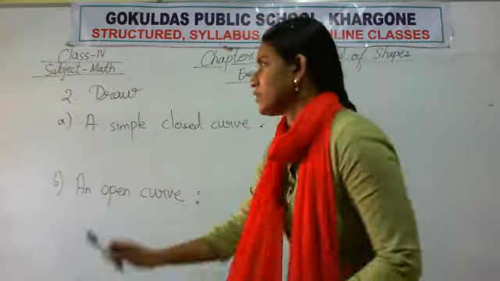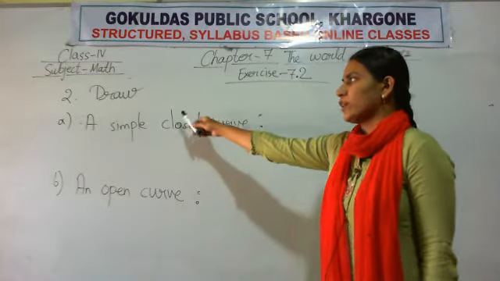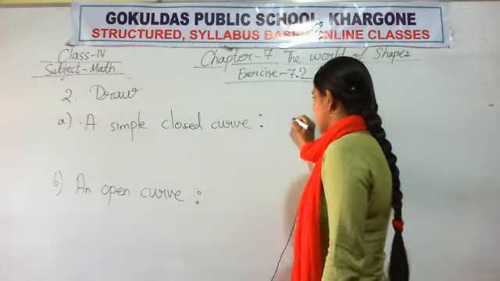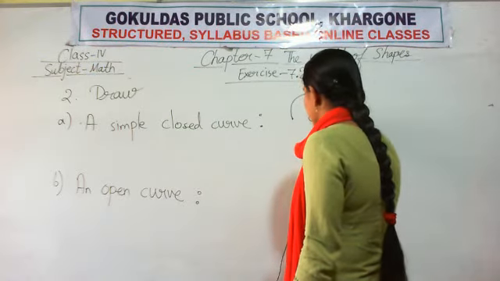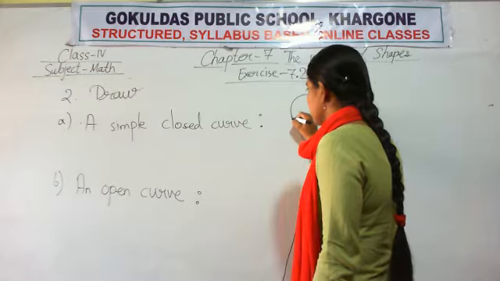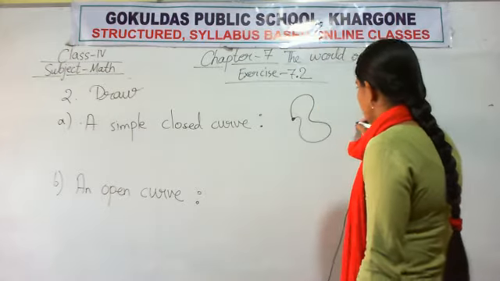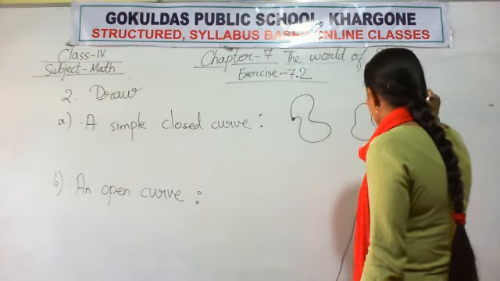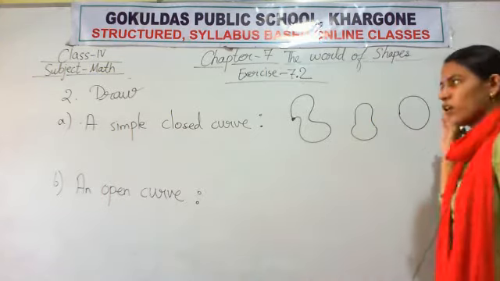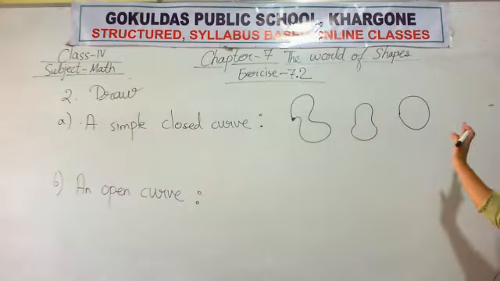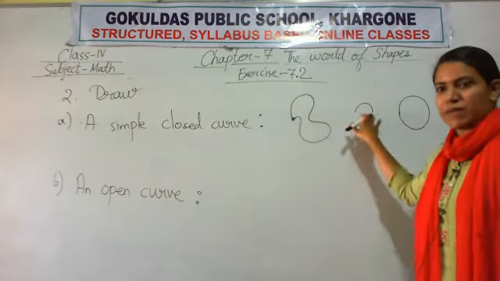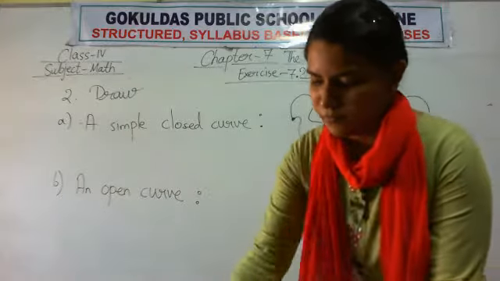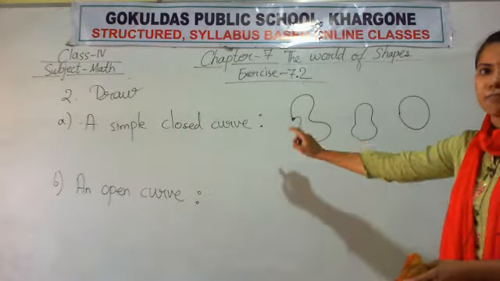So according to question 2, you need to draw a simple closed curve. It means any closed figure you can draw, but it must be simple. Anything you can draw, even a circle. A circle is also a closed curve. For example, I have drawn these figures. You can draw what you want, but it must be a simple closed curve.